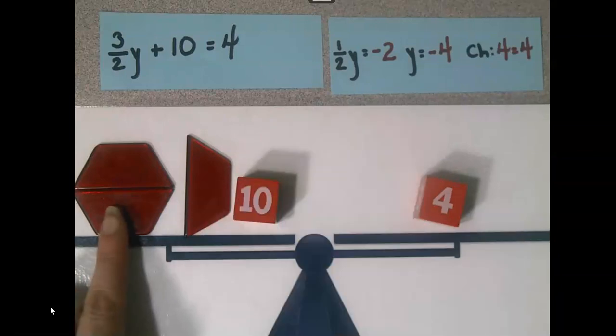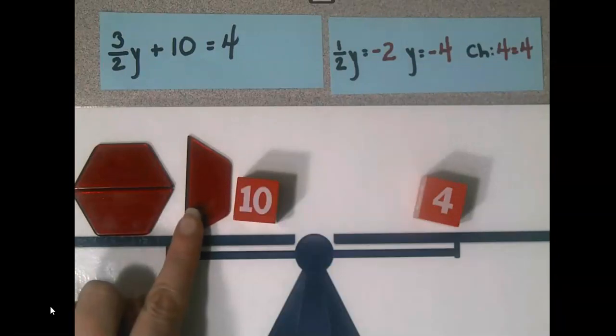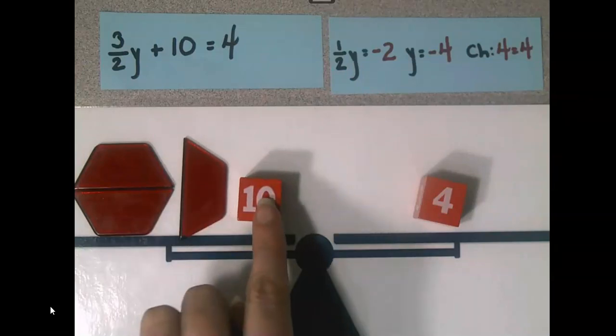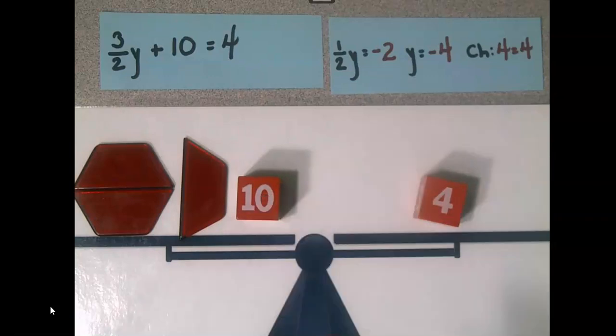So if y is negative 4 and 1/2 of y is negative 2, I have negative 6 on this side. A negative 6 and a positive 10 give me a 4. And then on this side, I also have a 4. So my check is 4 equals 4.